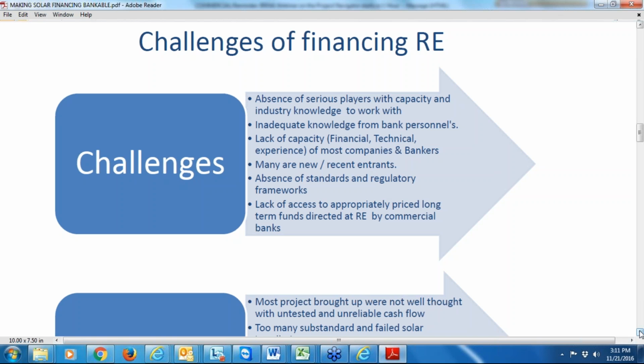And you also have the issue of standards. While quite a lot of organizations are trying to bring up standards, you do not have a standard that a banker can easily check and say, if I'm deploying, say, 5 megawatts of energy using solar, what and what am I supposed to check?